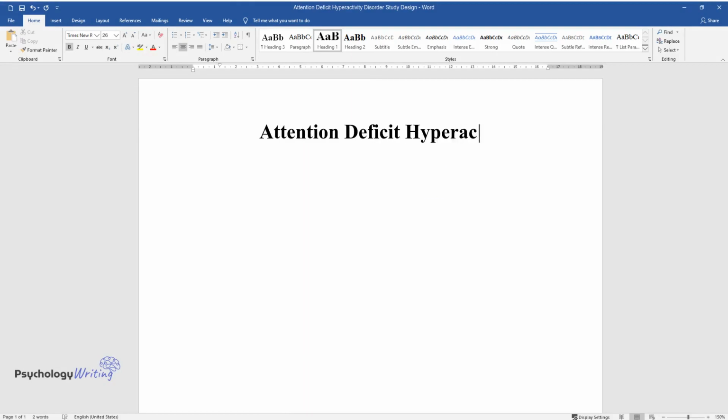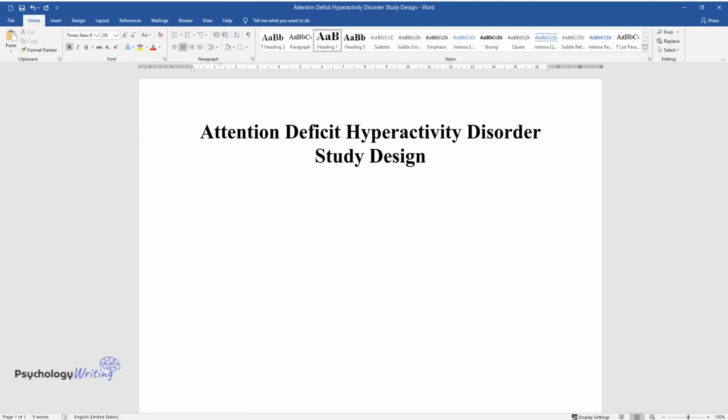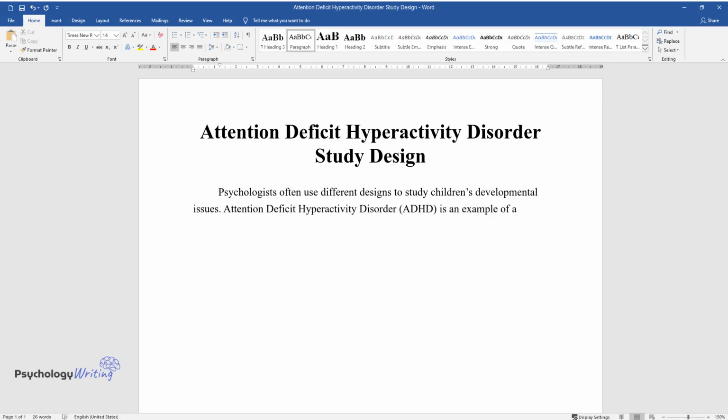Attention Deficit Hyperactivity Disorder Study Design. Psychologists often use different designs to study children's developmental issues. Attention Deficit Hyperactivity Disorder, ADHD, is an example of a childhood developmental challenge.